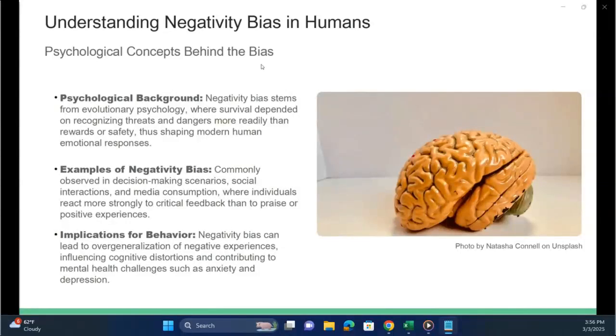So our goal in understanding negativity bias in humans comes from three main key factors that we will be examining. The negativity bias really stems from evolutionary psychology, where our ancestors depended on it for survival because they needed to recognize threats and dangers more readily than positive things such as rewards or safety. And then this kind of leaked over into modern human society and shapes modern human emotional responses.